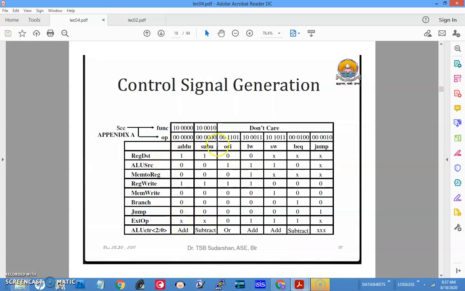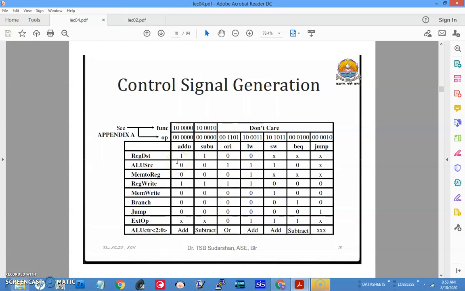For the rest of the instructions, the remaining bits are don't care. You can just go ahead with the operation. We don't need to be bothered about the function code. Function code is ignored for other instructions. Only for add and sub, both have opcode 0, so which operation to be performed is determined based on the function code. But for the other instructions you have a separate opcode, so the function code is not required. That is why the function code is kept as don't care.